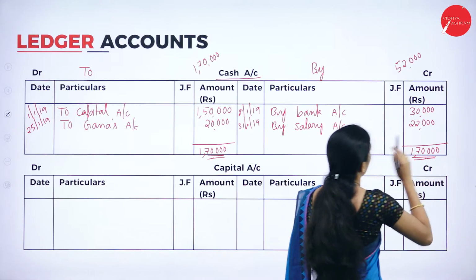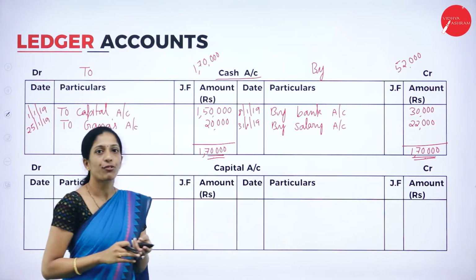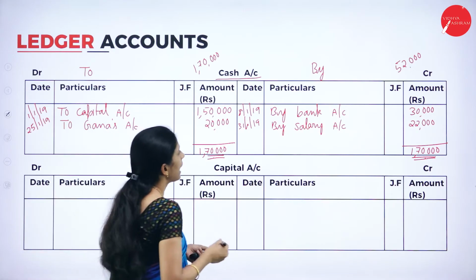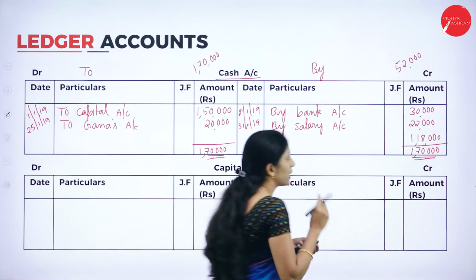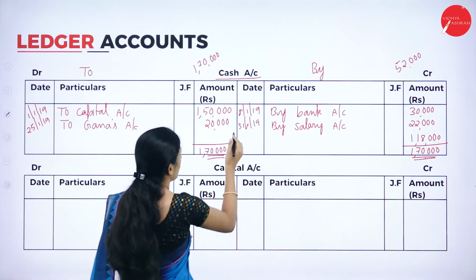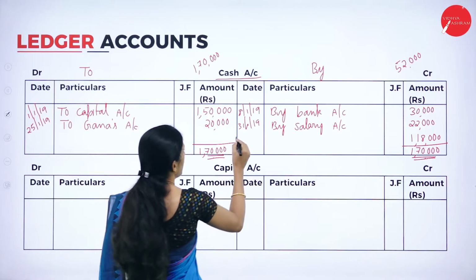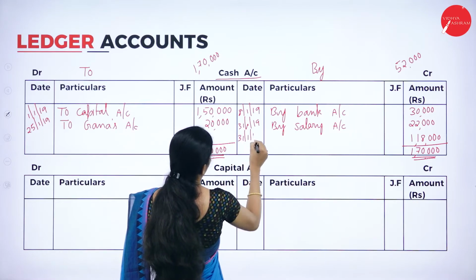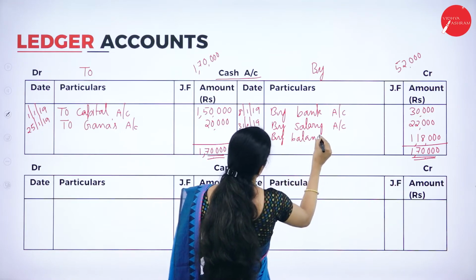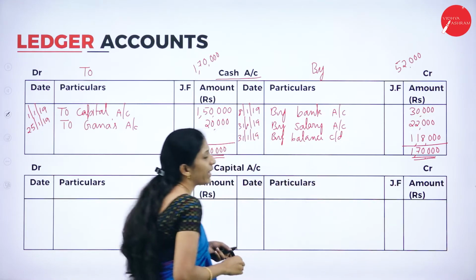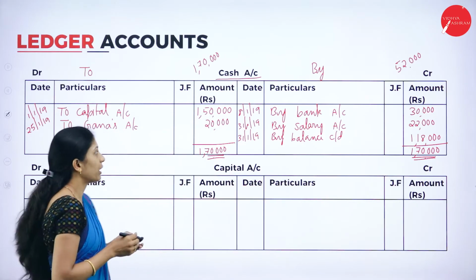Minus this 52,000. So let us see how much we'll get. 1,70,000 minus 52,000, so we'll get 1,18,000 as a balancing figure. Now what is this 1,18,000? Balance carried down. When we carry down the balance at the end of that particular month, end of January, 31st January 2019, by balance carried down, how much? 1,18,000.